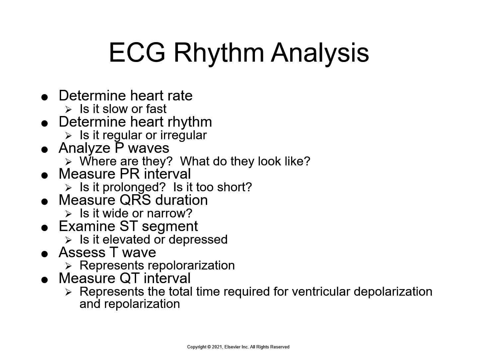So we measure the PR interval. We measure the QRS duration. Is it wide or is it narrow? If it's wide, that means it's taking longer to travel through the QRS, the ventricle. So we need to see, is it wide or is it going through fast? You want to look at the ST segment. Is it elevated or is it depressed?